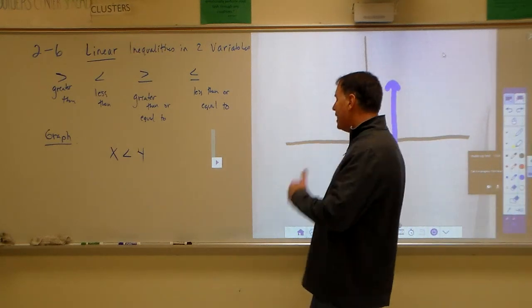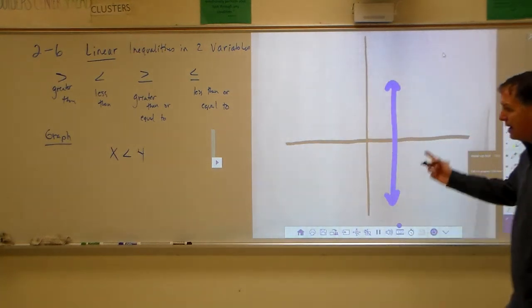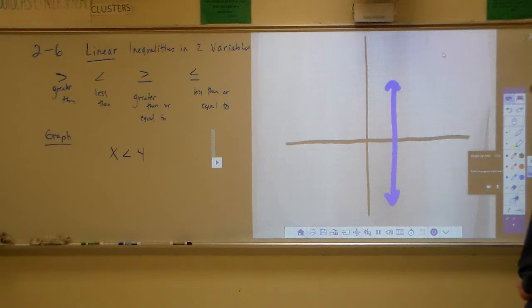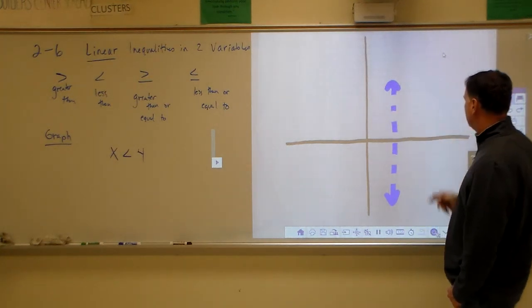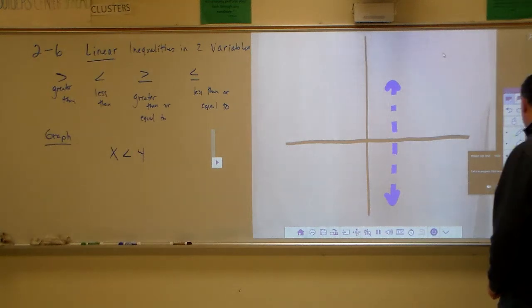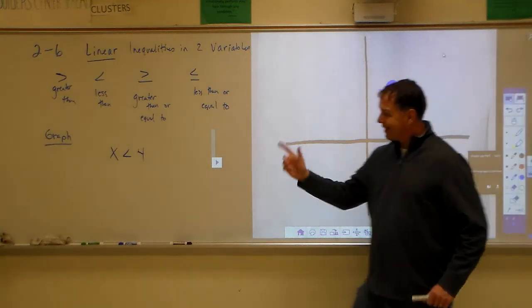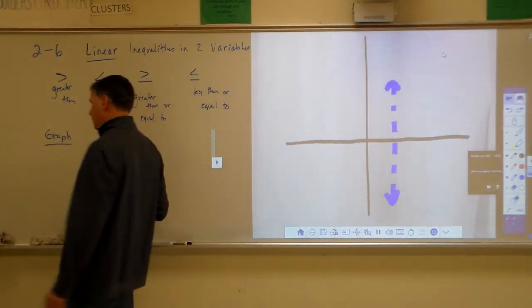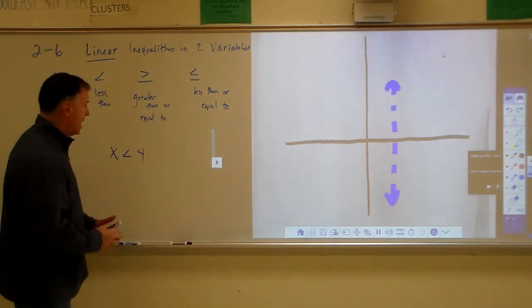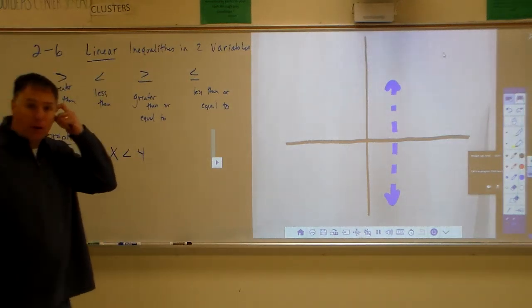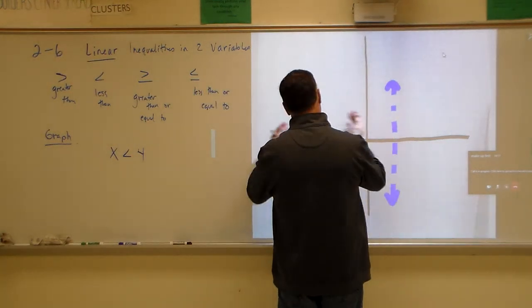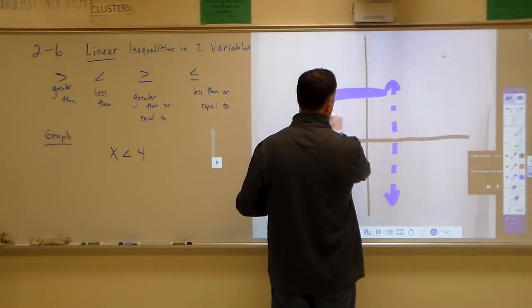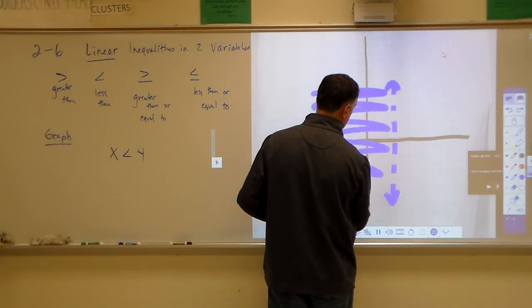Now, the only mistake is I made it solid. And we know this has to be dotted, because it says x is less than 4, not less than or equal to 4. So I make a dotted line. Now, where are the values smaller than 4? If I'm standing here at 4, where are the values smaller than 4? That would be to the left. So I need to shade over here.